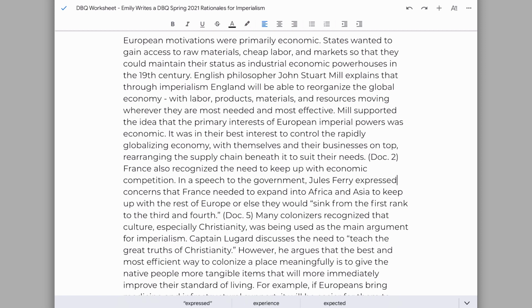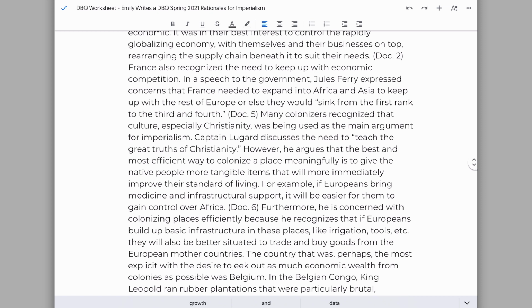But I do see how she ties it back into her thesis. And she says, Mill supported the idea that the primary interest of European imperial powers was economic. Mill supported my thesis. See what she did there? That's very good in showing me that she's using the document well, and she's tying it back to her thesis. France also recognized the need. Jules Ferry expressed concerns. Notice she does a quote here from document 5. That's really nice because it's a nice short quote and right to the point. She's not retyping out long parts of the document for me.